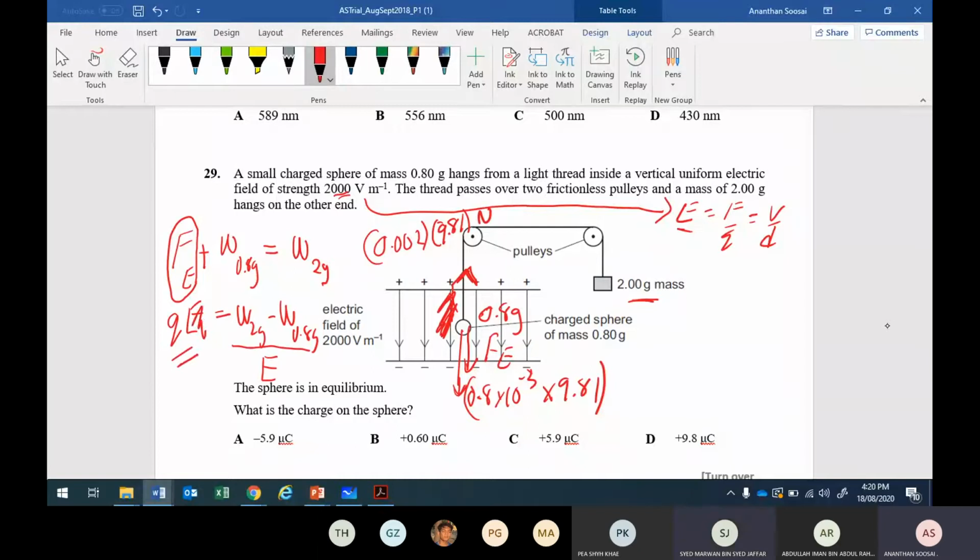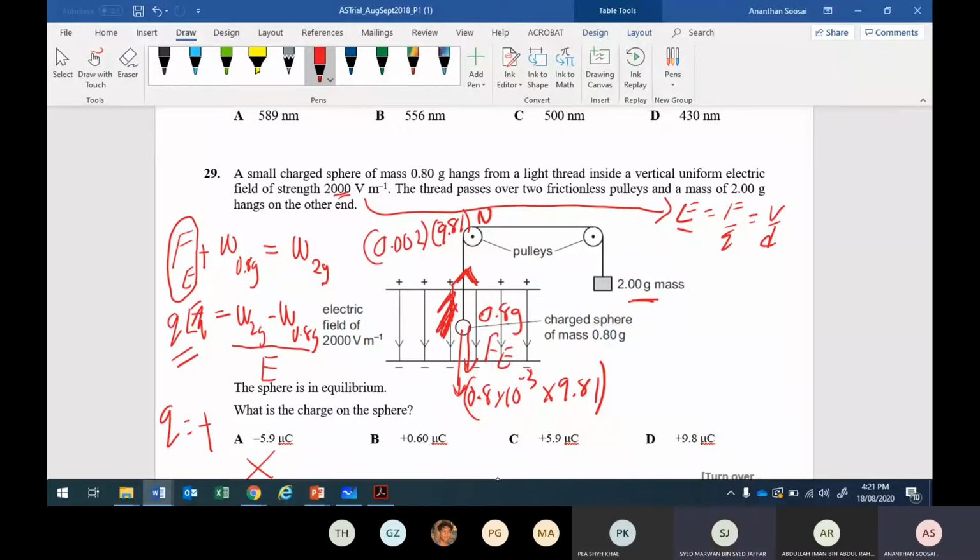Is the charge going to be positive or negative? That's the trick. The electric force is downwards, that means the down plate is negative. So the charge should be positive or negative? Positive. Charge must be positive. So the answer cannot be A. It should be B, C, D.